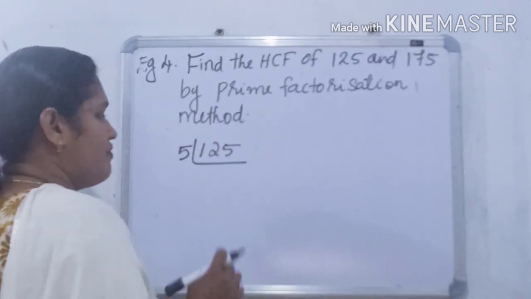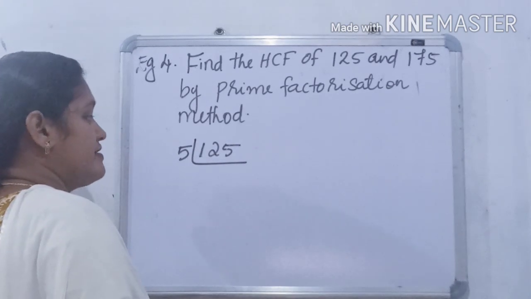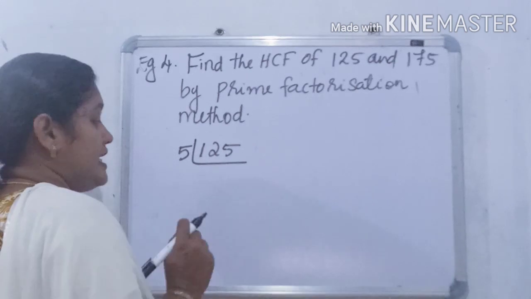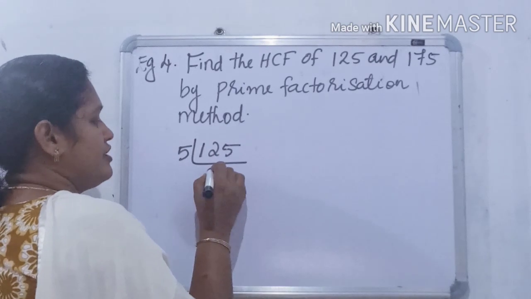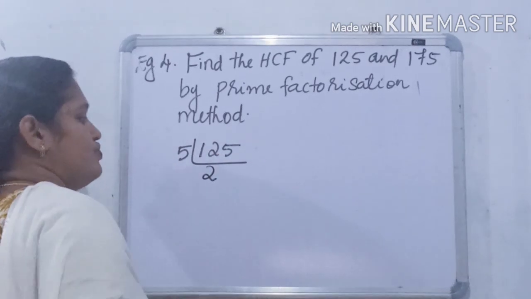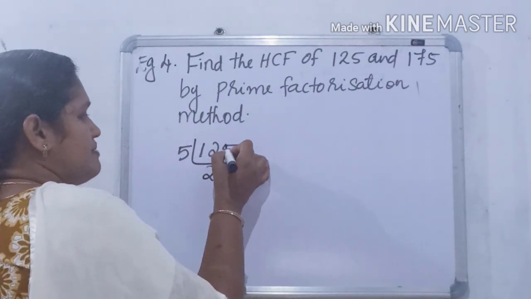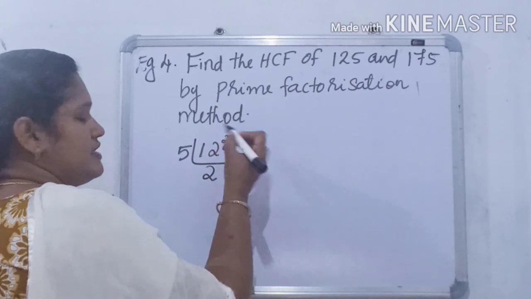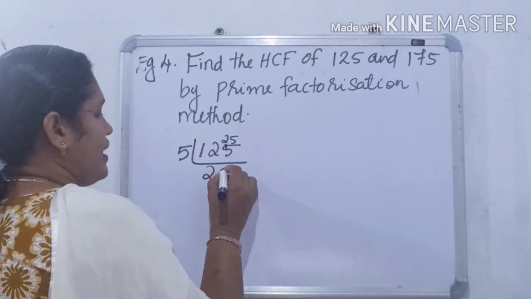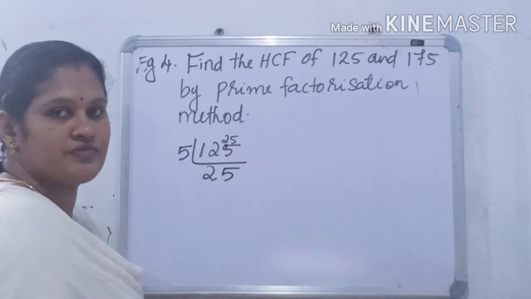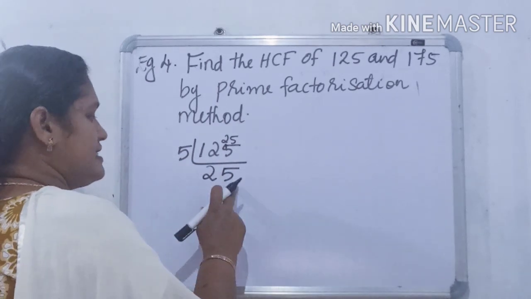How many 5's are there in 12? 2 times 5's are 10. 3 times 5's are 15. So 2 times 5's are there in 12. 2. Okay. But here carry over 2, so this becomes 25. Clear? In 25 how many 5's are there? 5 5's are 25. Clear? Here 25. 25 is an odd number.